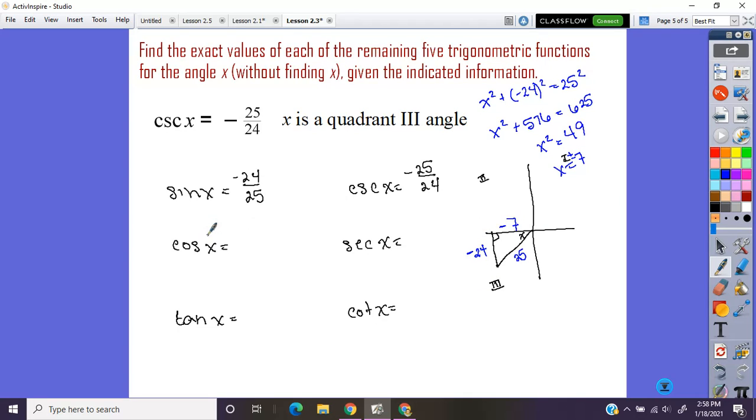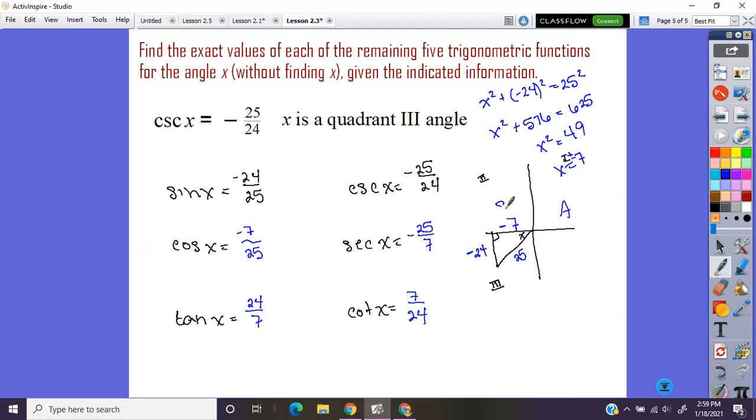And now I can find all of these. Cosine being adjacent over hypotenuse, or a negative 7 over 25. And its reciprocal, negative 25 over 7. And then tangent, opposite over adjacent. Negative over negative is a positive. So 24 over 7. Reciprocal is 7 over 24.